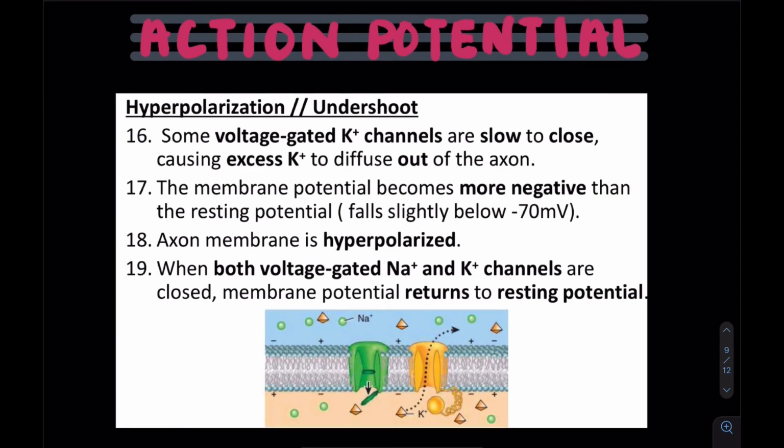Some voltage-gated potassium channels are slow to close, causing excess potassium ion to diffuse out of the axon. This causes the membrane potential to become more negative than resting potential. The membrane is hyperpolarized or undershoot. When both voltage-gated channels are closed, non-voltage-gated channel will open and membrane potential will return to resting potential.